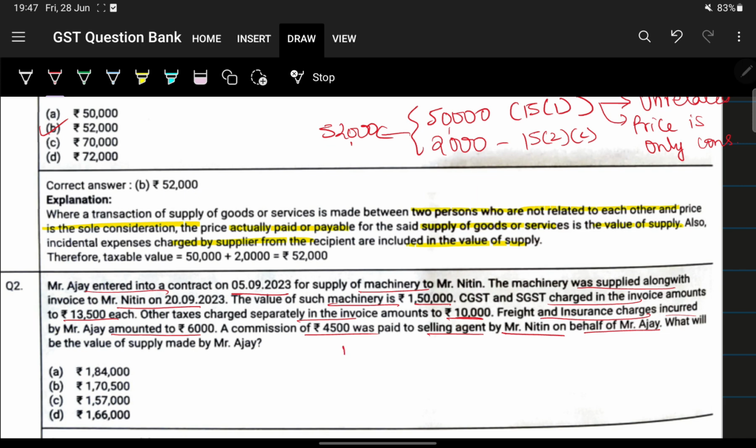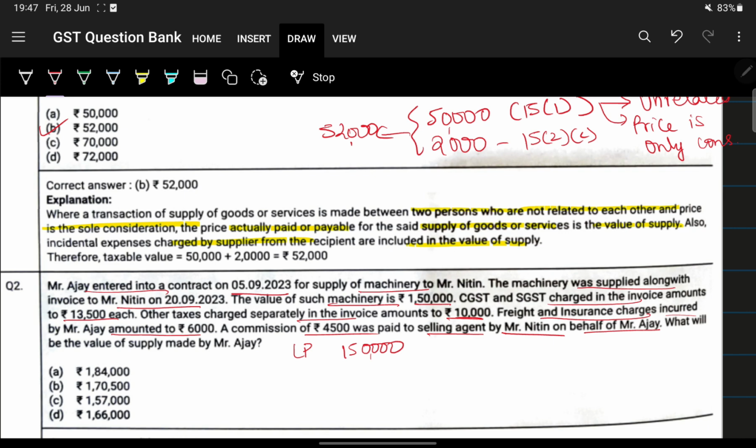Firstly, the 1,50,000, this is the base value or the list price. Next, CGST and SGST, we don't have to take into consideration, because as per section 15 subsection 2 clause A, any tax other than GST and TCS is to be included, meaning GST and TCS are not to be included. So CGST and SGST we will ignore.